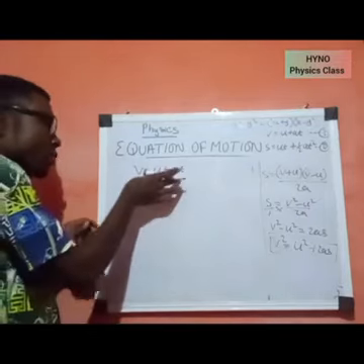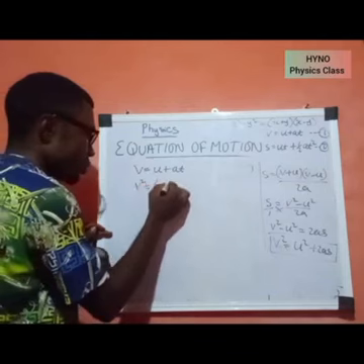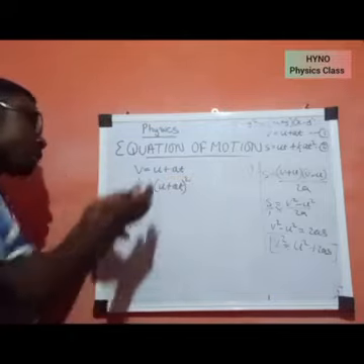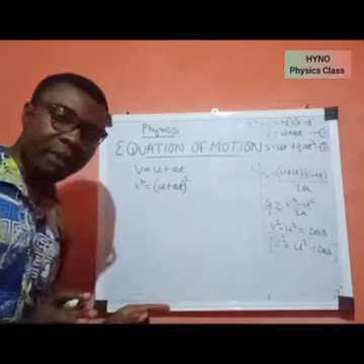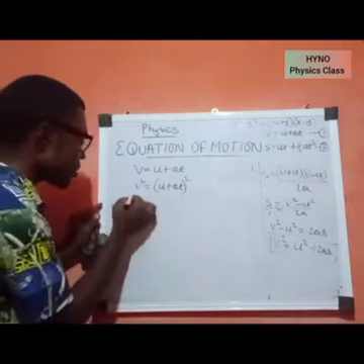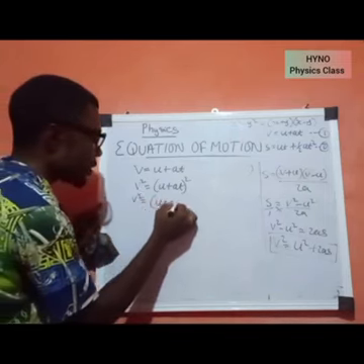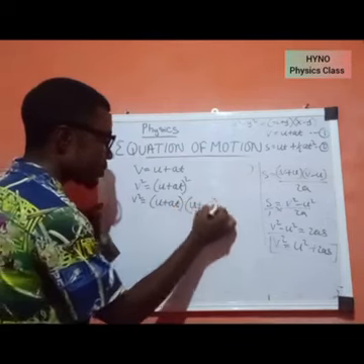If we square equation 1, we are going to have v squared equals (u plus at) squared. Whatever you do to the left hand side, you do to the right hand side of the equation, and you will not have committed any crime. So if we do this, v squared will be equal to (u plus at) times another (u plus at).